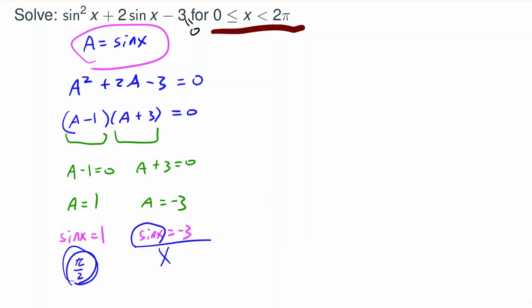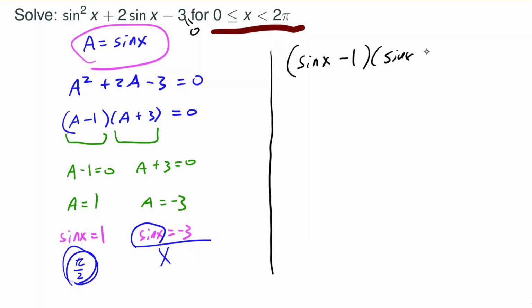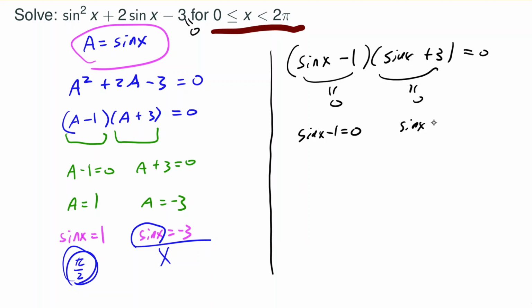So for a problem like this, if you can do it right away, where you can factorize sine x minus 1, sine x plus 3 equals 0, then you do not need this substitution thing, because then we set this equal to 0, this equal to 0. So then we have sine x minus 1 equals 0, sine x plus 3 equals 0, sine x is 1, sine x is negative 3, which is essentially the same thing as we got here. These two are the same as here.